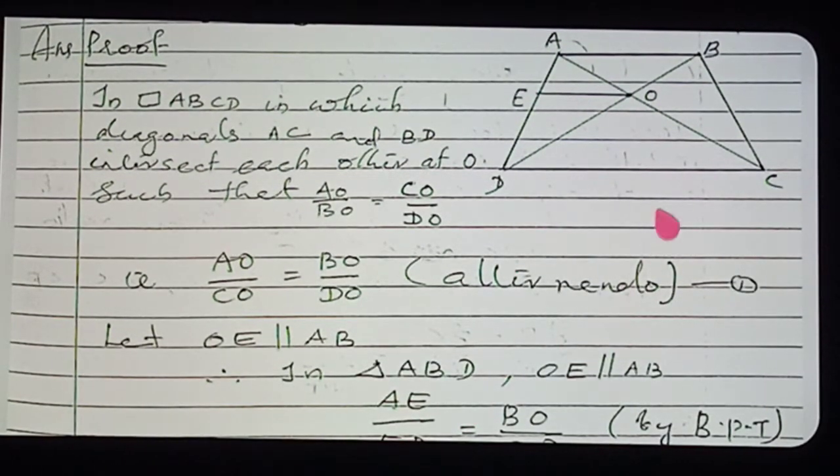Listen here, what do you want to prove? You want to prove that AB and DC are parallel. AB and DC parallel, the meaning is that one pair of opposite sides are parallel, then what can you say? It is a trapezium. Here, this condition is already given in the question. AO by CO is equal to BO by DO is given in the question. I kept it as question number 1 also.